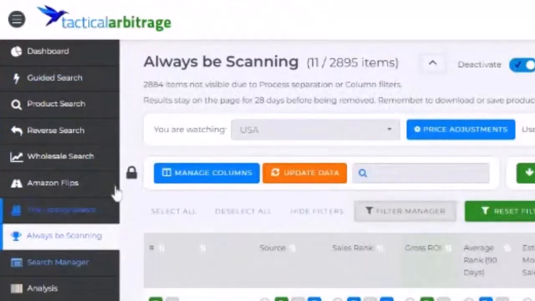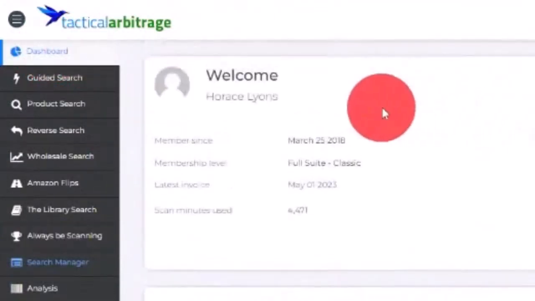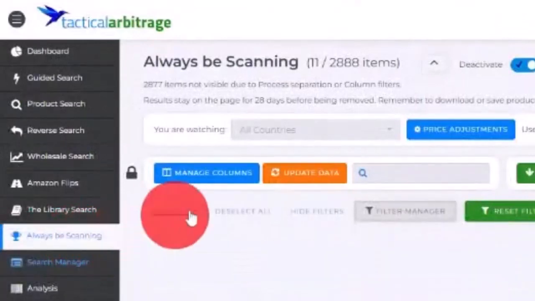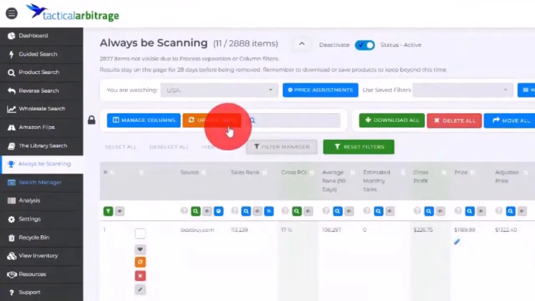But here's what I want you to pay attention to. When you look along the left-hand margin, you'll see Always Be Scanning. That is a feature where, as soon as you log in to the software, here, let me show you. Let's say you were at the dashboard. This is what the dashboard looks like. All you would have to do, you haven't set up anything, you have not set up a search, you come over here, you click on Always Be Scanning, and it will already have products out there. You need to pick the USA because most likely that's where you're at.